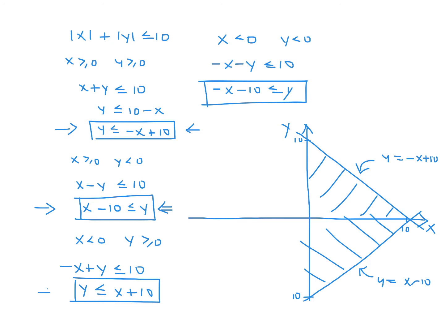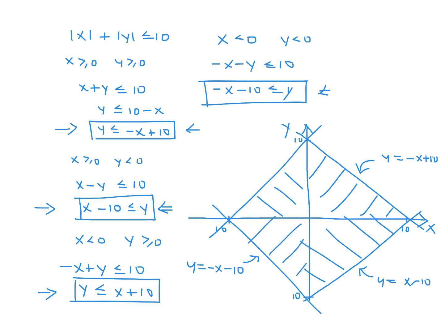And in a very similar way, plot this one. Y is equal to x plus 10. And that's going to be this line right here. And of course, it's less than that, so it's going to be that region. And then finally, this one, minus x minus 10, is that line. And it's greater than that, so that region. So there we go. That is the graph.